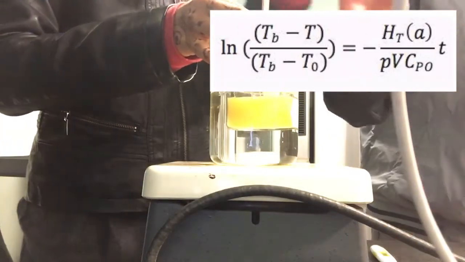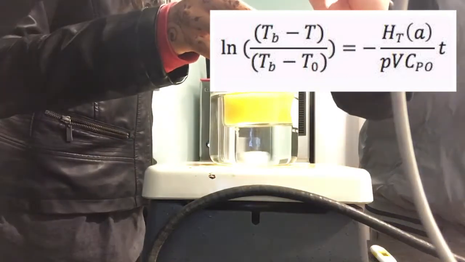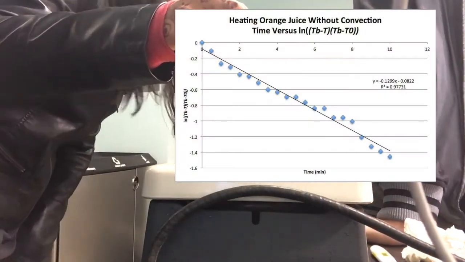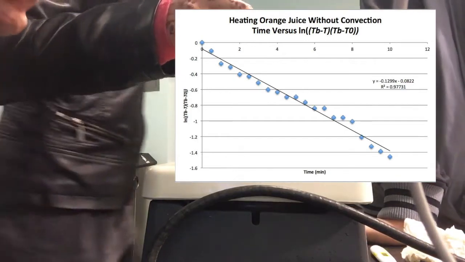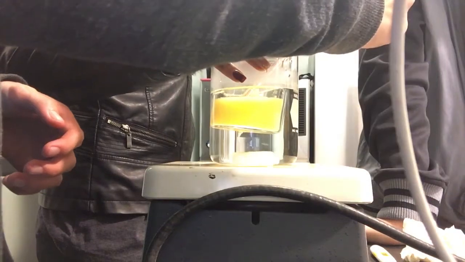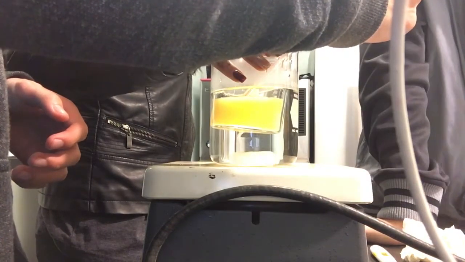By solving the energy balance for our system, a linear relationship was found between the natural log of our temperature points and time. For both trials, a linear regression was used to determine the slope of each line, which was proportional to the heat transfer coefficient times the area, divided by the mass and specific heat capacity of the orange juice. The area of our boundary was assumed to be a perfect cylinder.